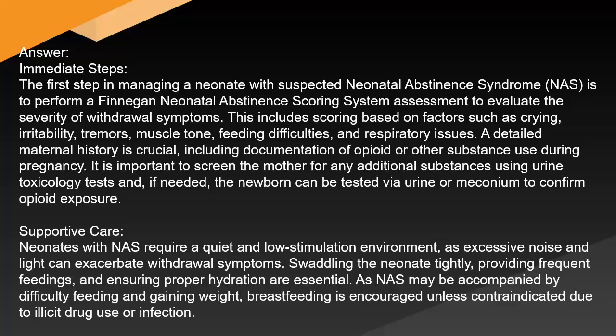A detailed maternal history is crucial, including documentation of opioid or other substance use during pregnancy. It is important to screen the mother for any additional substances using urine toxicology tests, and if needed, the newborn can be tested via urine or meconium to confirm opioid exposure. Supportive care.